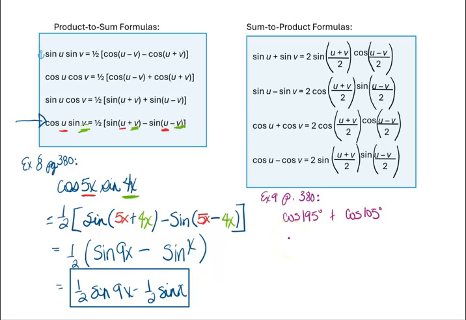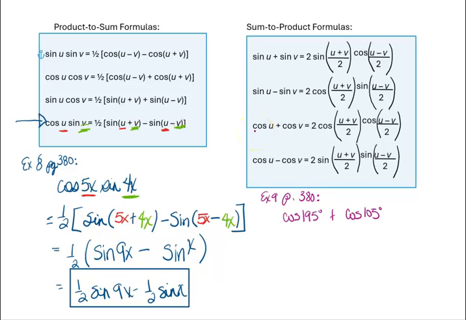Example 9 on page 380 shows us how to use the sum to product formula to find the exact values of the cosine or sine of different angles. Now here we've got cosine of 195 degrees plus cosine of 105 degrees, and they ask us to find the exact value. These are not like terms, so I can't just add them and say find the cosine of 300 degrees. It doesn't work that way, because the cosine of one angle is not necessarily the same as the cosine of another angle.